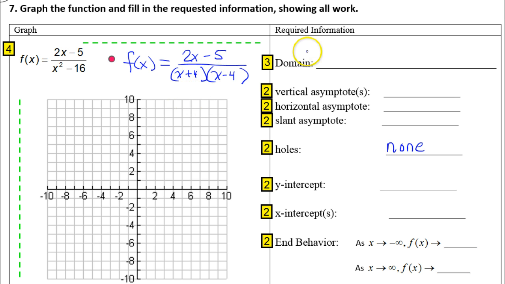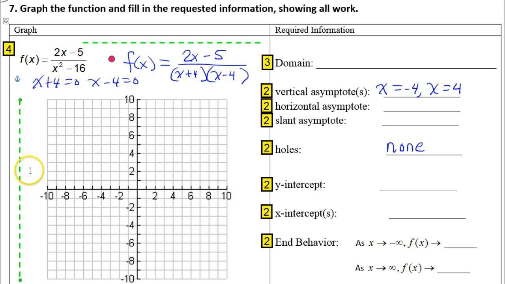Now I will skip the domain for a minute because first I need to know the vertical asymptotes. The vertical asymptotes come from setting the denominator equal to 0. So if I set this denominator equal to 0, I would set x plus 4 equal to 0 and x minus 4 equal to 0. That would give me x equals negative 4 and x equals positive 4. So those are my two vertical asymptotes. I'm going to go ahead and graph those.